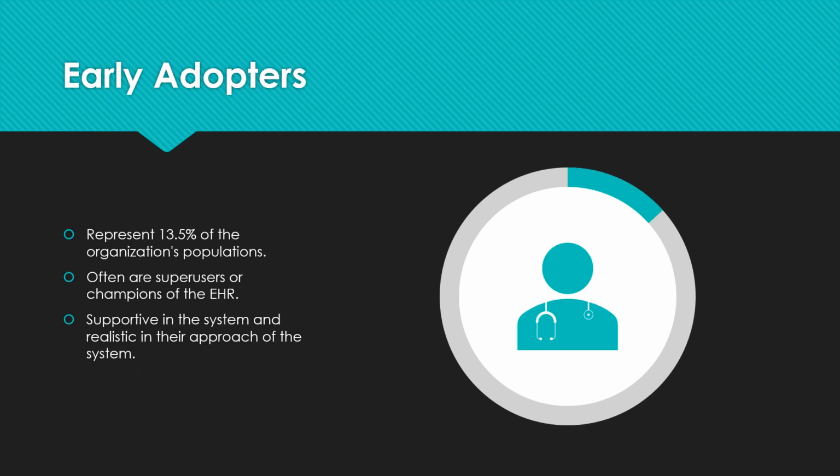Early adopters. Early adopters represent typically 13.5% of an organization's population. These are often people that are considered super users of existing systems or champions. They are supportive in the system and realistic in the approach of the system.